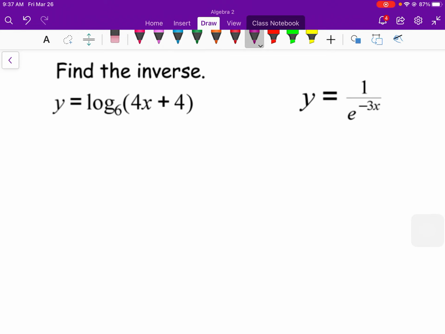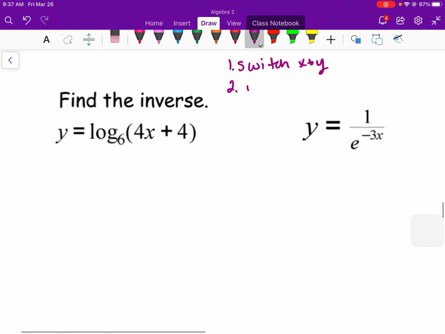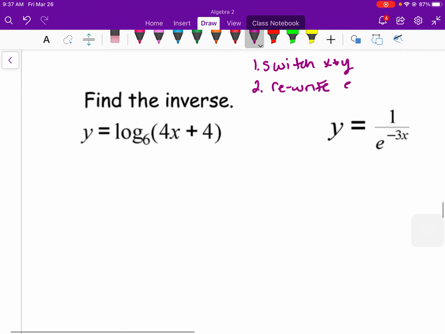Okay, find the inverse. So for the inverse functions, we're going to switch x and y, and then we're going to rewrite it in exponential form, and then if necessary, solve for y.